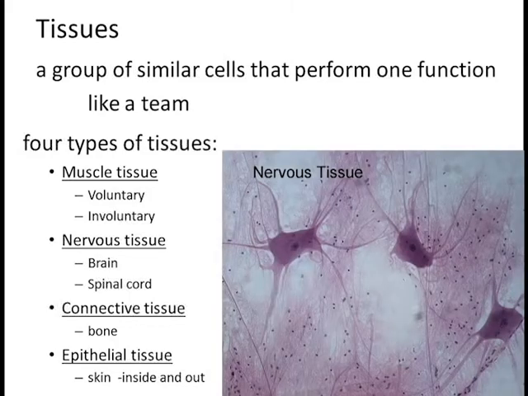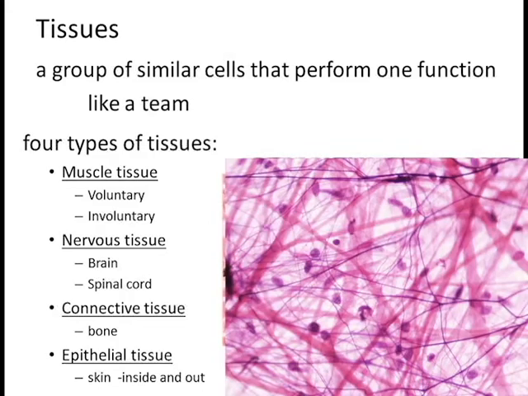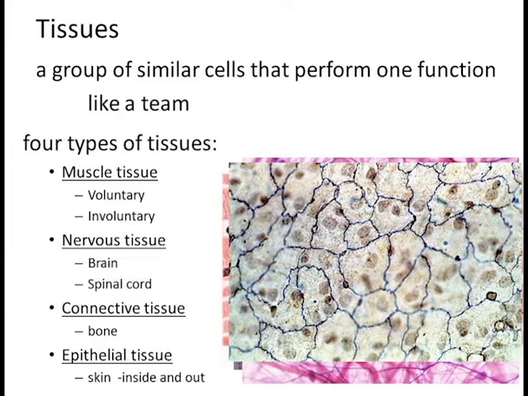Nervous tissue. This is tissue that sends electrical signals throughout your body. So your brain is an example of nervous tissue, your spinal cord, all your nerves. So we'll be talking about that in more detail too. Connective tissue would be things like bone and cartilage, ligaments, things like that. Connective tissue. Epithelial tissue, again, your skin.